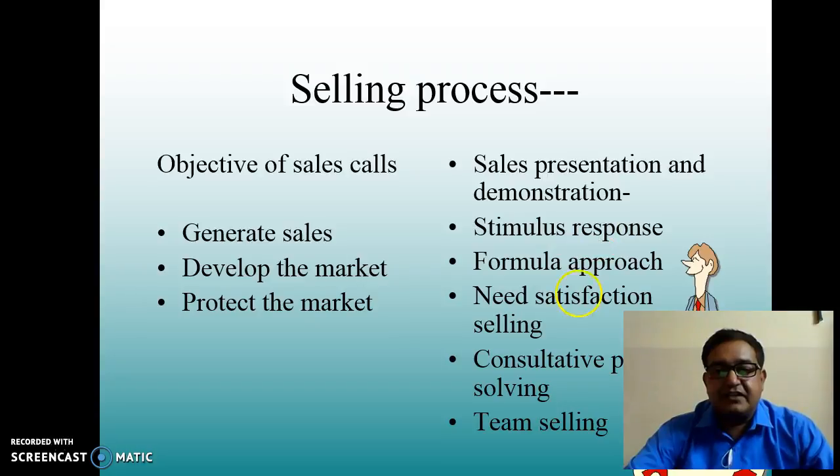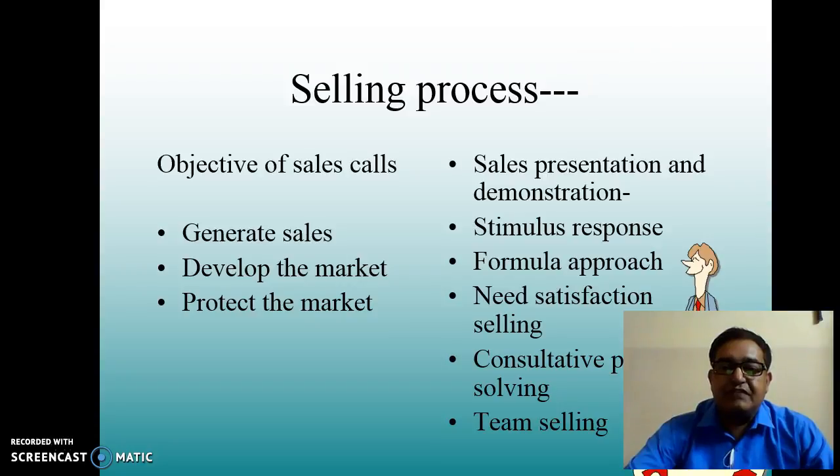Then the formula selling approach, AIDA: attention, interest, desire as well as action, that is very simple, I will discuss it in detail. Need satisfaction: you need to first identify the need, and you need to satisfy the individual's need with the product or offering you are having.